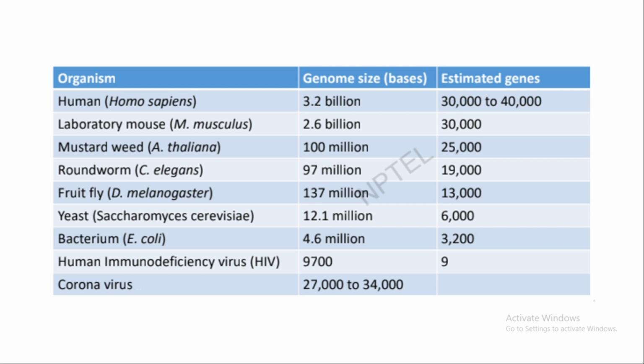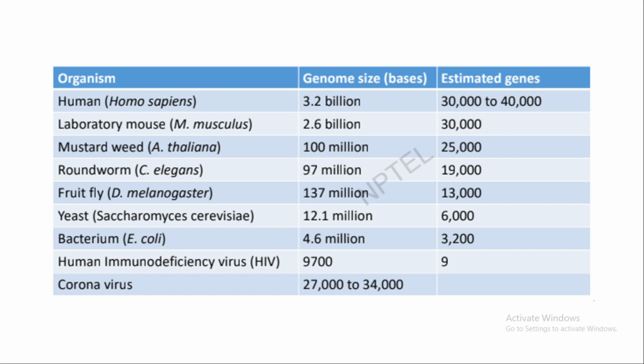In humans, 30,000 genes are present. So you can see the difference now. And yeast is a microorganism. You can see yeast colonies with your eyes, but you can't see a single yeast cell.